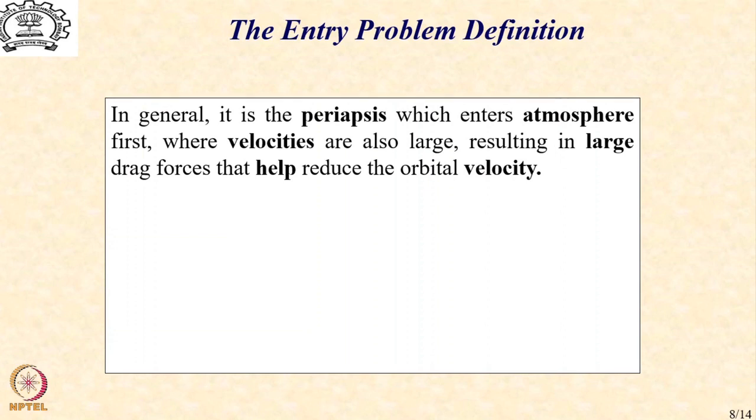The reason why this point is mentioned is that that is the point at which the object has the maximum velocity while in the orbit or on trajectory. So, the object will enter the atmosphere with a very large velocity. And even if it is entering at a very high altitude so that the densities are small, because the velocities are very large, it will immediately generate a large amount of drag force.